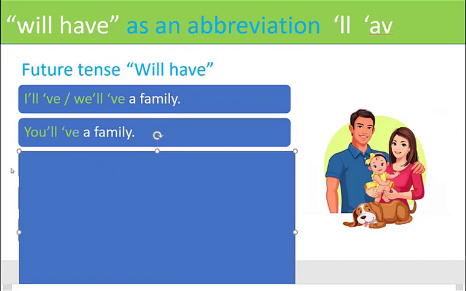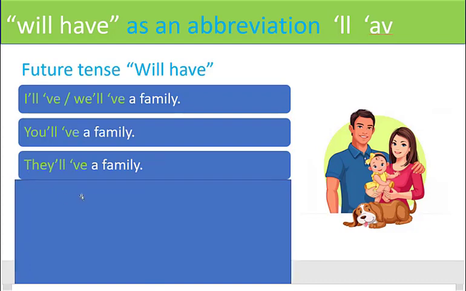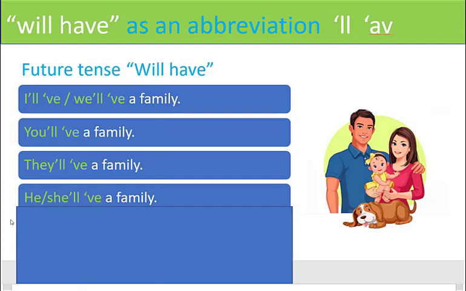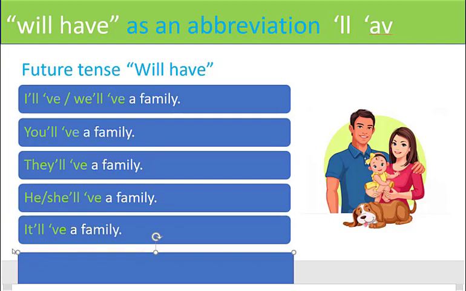Then we have you'll've a family. They will have a family changes to they'll've a family. She or he will have a family changes to she'll've a family. It will have a family changes to it'll've a family. So, if we recap, I'll've a family, we'll've a family, you'll've a family, they'll've a family, she'll've a family, it'll've a family.